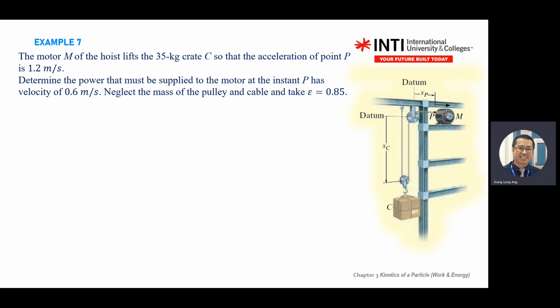Okay, you are given a motor M here, and you want to lift this object C. The mass of C is 35 kilogram. The acceleration at point P was given. There is a typo error there. It should be 1.2 meter over second square, because it gives you acceleration of P here. Determine the power that must be supplied to the motor at the instant P has velocity 0.6 meter per second. Ignore all the mass.